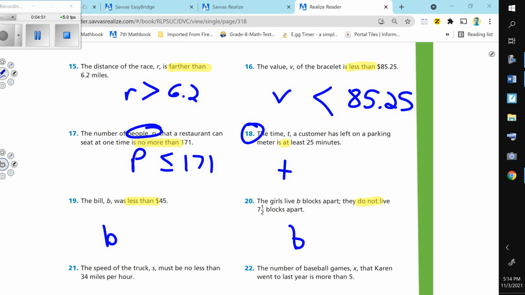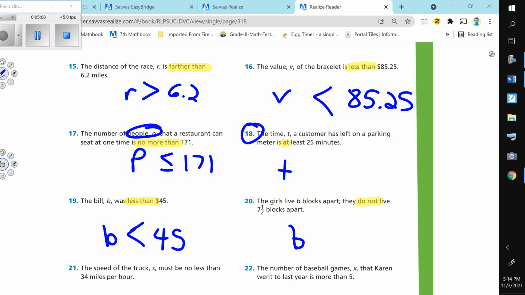Number 19, less than 45. So that's going to look like this. This means it's greater than 45, so don't put that. This is what you need to put. And if you put the wrong one, I know you're just looking and not listening. So that's the answer for number 19.